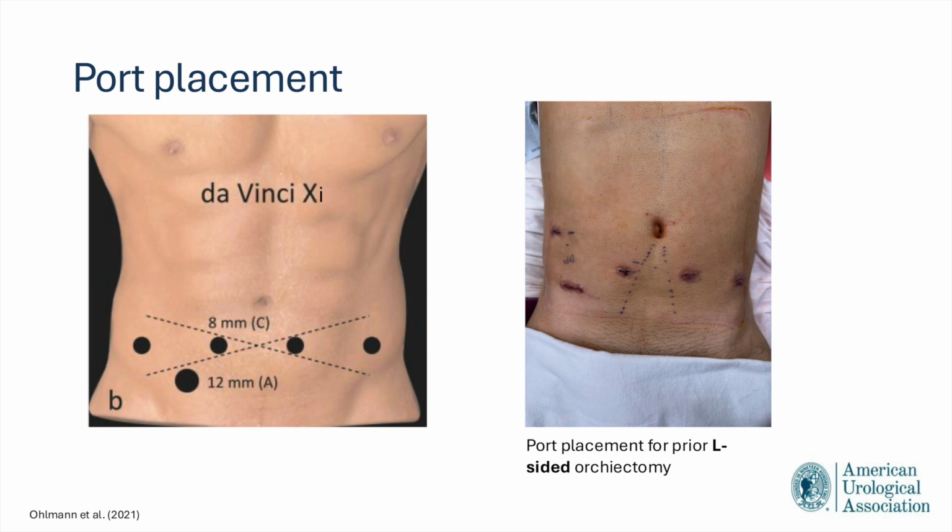Ports are placed at a slight diagonal just below the umbilicus. The assistant port is placed on the side opposite the orchiectomy. Monopolar scissors are used in the left arm, fenestrated bipolar in the right, and a vessel sealer in the fourth arm. Patients are placed in steep Trendelenburg position. All patients receive appropriate preoperative antibiotics and DVT prophylaxis, and all patients undergo a bilateral templated dissection.